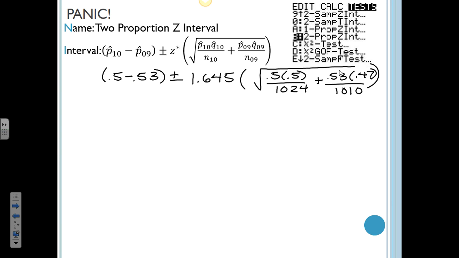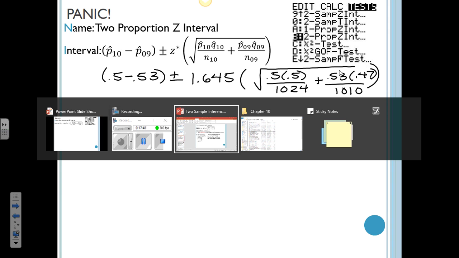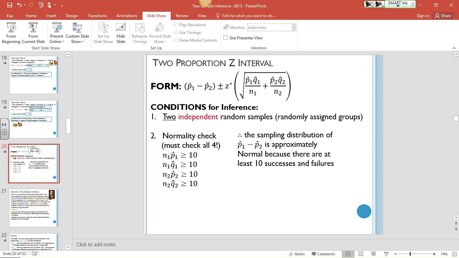All right, do you guys see us type it into the interval, or plug it into the interval? And now it's time to use our calculator. Okay. You guys ready to do our calculator? Okay. Give me a second. I'm going to pull up the calculator here.